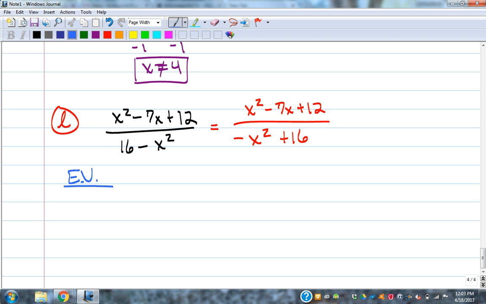All right. Now, excluded values, we're going to set the denominator equal to 0. Now, I know what happened on the last problem, so I'm thinking I probably need to factor that. So what would I factor out of that? -1 to get x squared minus 16. And x squared minus 16 will factor how? Difference of squares.